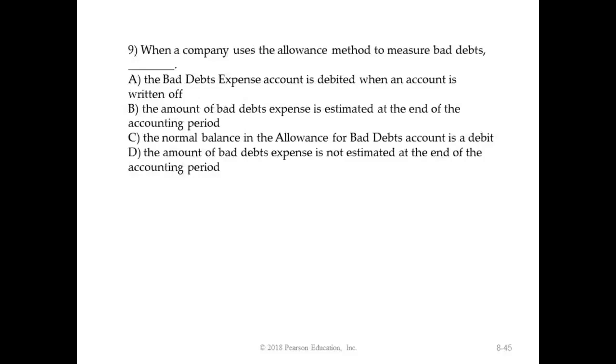Number 9, when a company uses the allowance method to measure bad debts. A, bad debt expense account is debited when an account is written off? No. B, the amount of bad debt expense is estimated at the end of the accounting period? Definitely like that one. C, the normal balance in the allowance for doubtful accounts is a debit? No, it's a credit. And D, the amount of bad debt expense is not estimated at the end of the accounting period? B or D? I'm going to go with B on this one. The correct answer is B because you're estimating at the end of the accounting period.